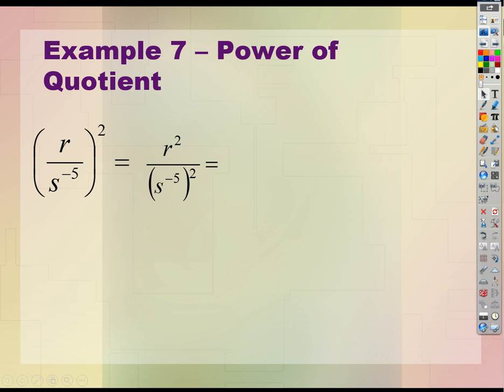Colby, what do I do with that? If I take a power to a power, what do I do? Multiply it. So I get s to the -10 on the bottom. And Savannah, what's the last part of this? If I've got a negative exponent on the bottom, what do I do? I'm gonna remember, negative on the bottom becomes positive where? On top. Yeah, that's what I think you're saying. Good. So it's gonna be r squared times s to the 10. That's our answer, right?